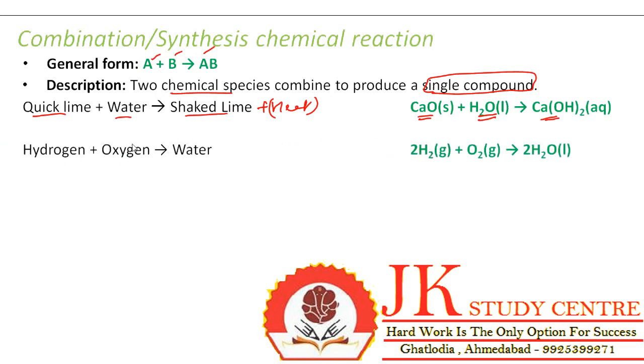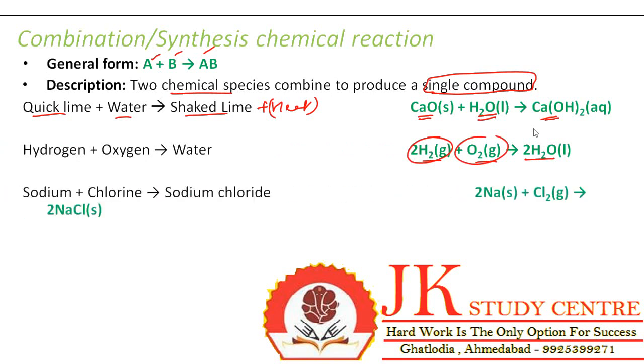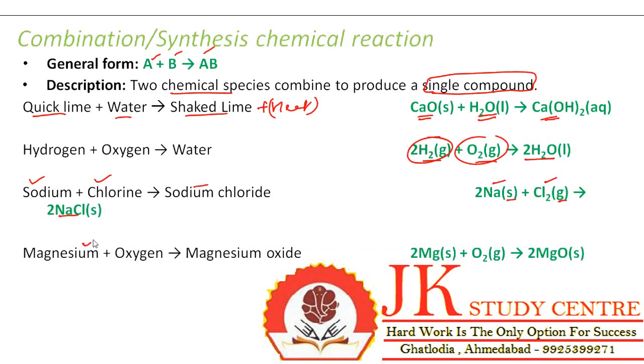So we have hydrogen plus oxygen. You combine these 2 molecules, you get water. So you have hydrogen gas, oxygen gas. You combine this, you get water. So you have 2 reactants, you get 1 product. So we have sodium and chlorine. You add these 2, you get sodium chloride. Sodium was solid, chlorine was gas. You get NaCl, that is again solid.